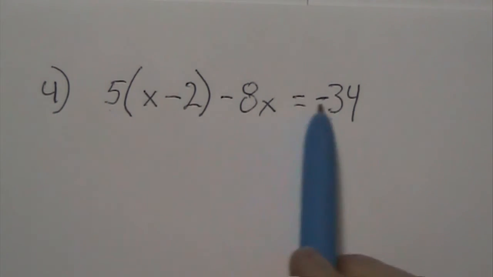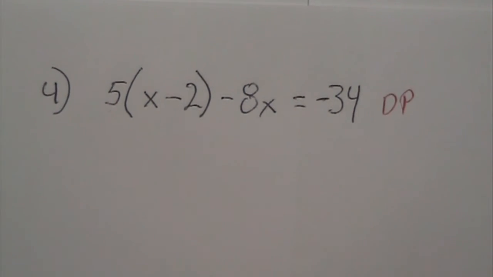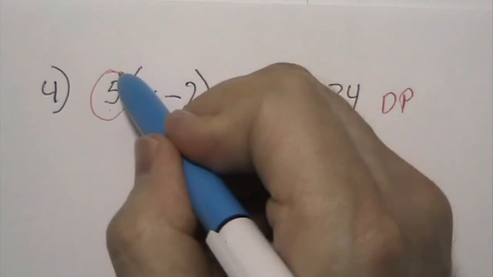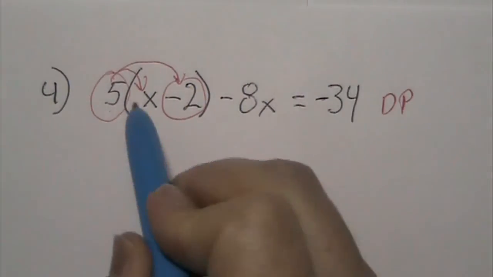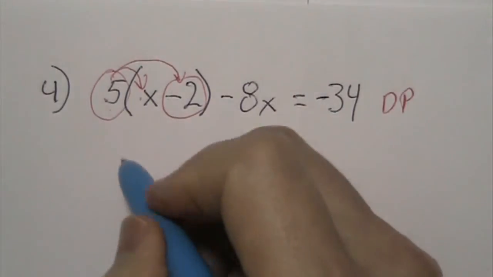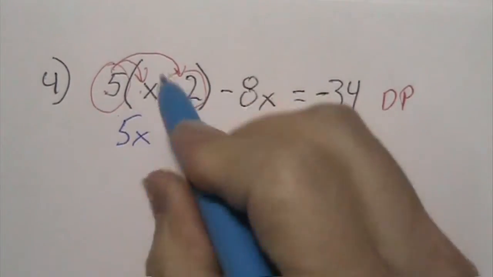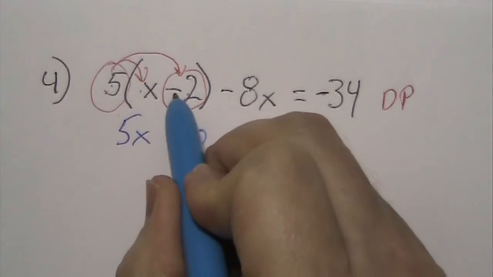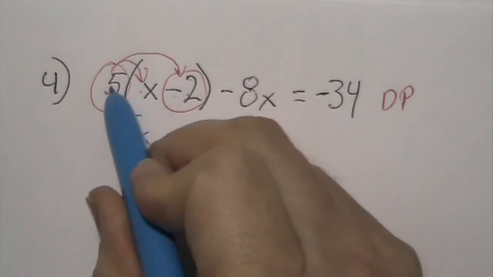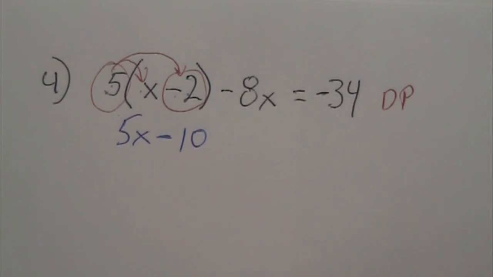Okay, so looking at it, the first step is to do distributive property. Outside times each number inside. So 5 times 1x, that's 5x. 5 times 2 is 10, but there's one negative. So when multiplying, one negative means it's just negative. Bring the rest down.